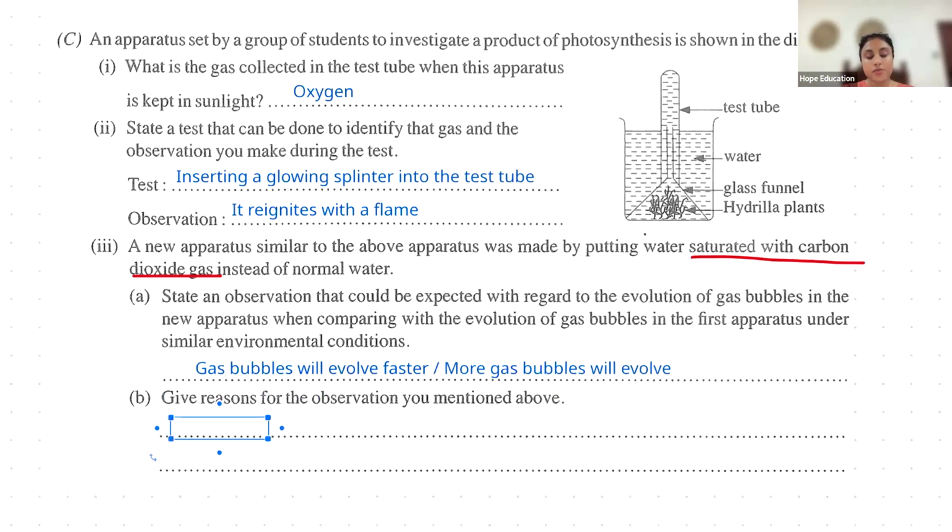Because more carbon dioxide is present, the rate of photosynthesis is higher. Because photosynthesis is a chemical reaction. Remember in the rate of reaction lesson we discussed what affects the rate of a reaction. Here, more carbon dioxide means a higher rate of reaction. So photosynthesis is a reaction, the rate of photosynthesis will be faster. Therefore, more oxygen gas will be produced.